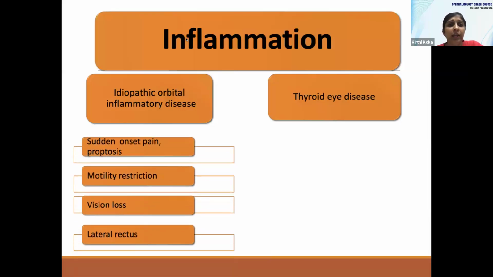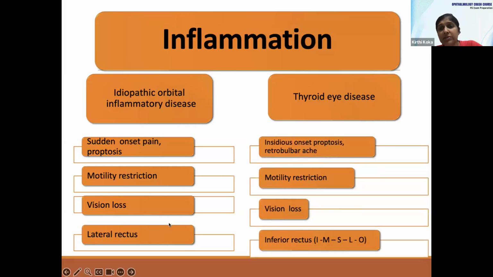In idiopathic orbital inflammation, it will be sudden onset with pain, proptosis, motility restriction, and generally IOID involves the lateral rectus muscle most commonly. Whereas in thyroid eye disease, it's an insidious, slow onset, progressing proptosis. They will also have motility restriction, but look at the kind of muscle involvement. Here, the inferior rectus muscle is the first to be involved, followed by the medial, superior, lateral, and then the obliques. So, lateral is generally the last muscle to be involved. So, that's how you differentiate.